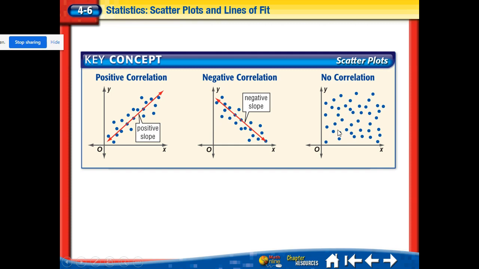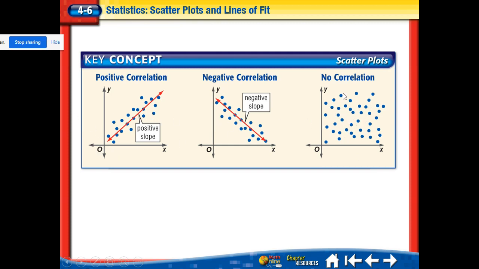Okay. No correlation, things that have nothing to do with each other, like your shoe size with your math grade. So there's all these different types that you can have. A positive correlation, the more you study, the higher your grade on your test. The more you work on defense, the lower the other team's score. And all these different ones.